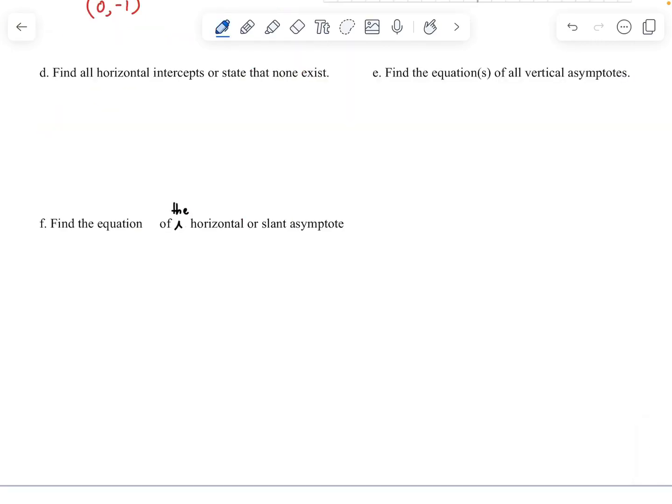Part D. Find all horizontal intercepts or state that none exist. To find the horizontal intercepts, we need to set the function equal to 0. And a rational function is equal to 0 when the numerator is equal to 0. So here we have 3 is equal to 0, which is clearly a false statement. Therefore, there are no horizontal intercepts.